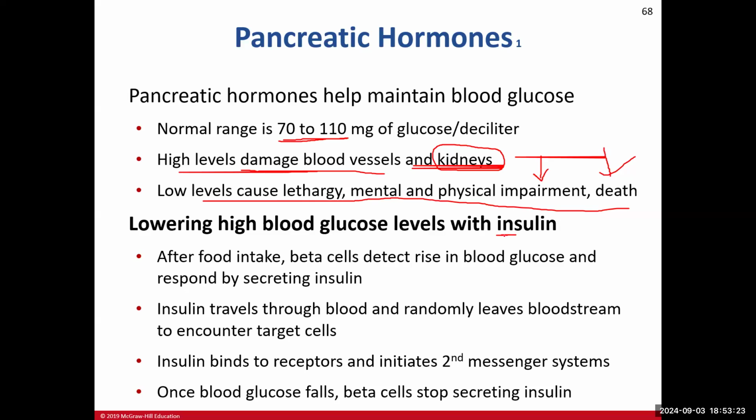Yeah, from the blood. Yep, right up there. Lowering high blood glucose levels. That's what it's going to do. So it's got to take it from one place and put it in another.